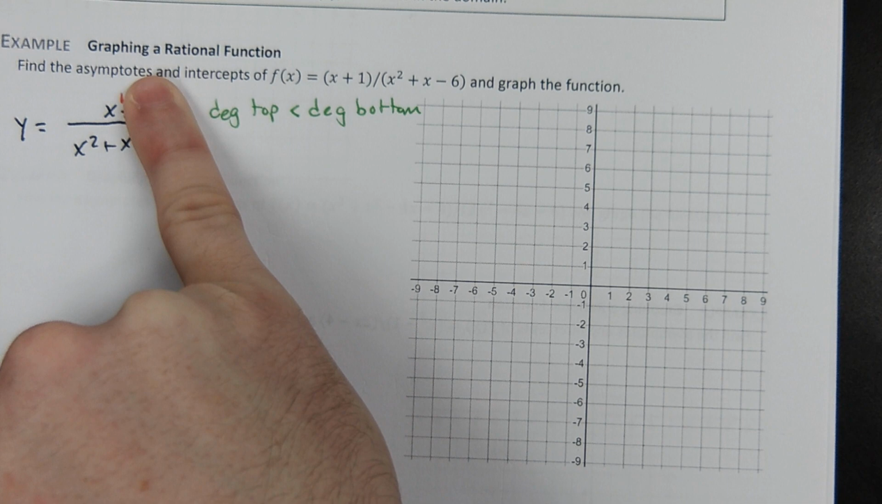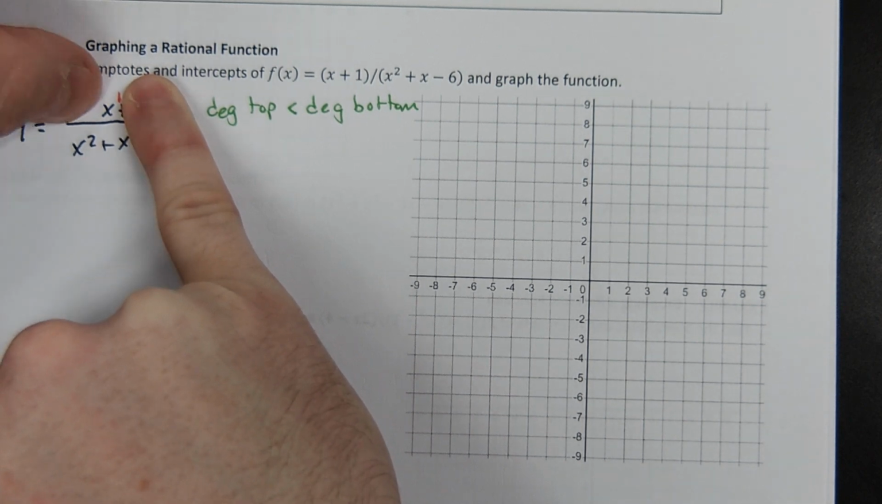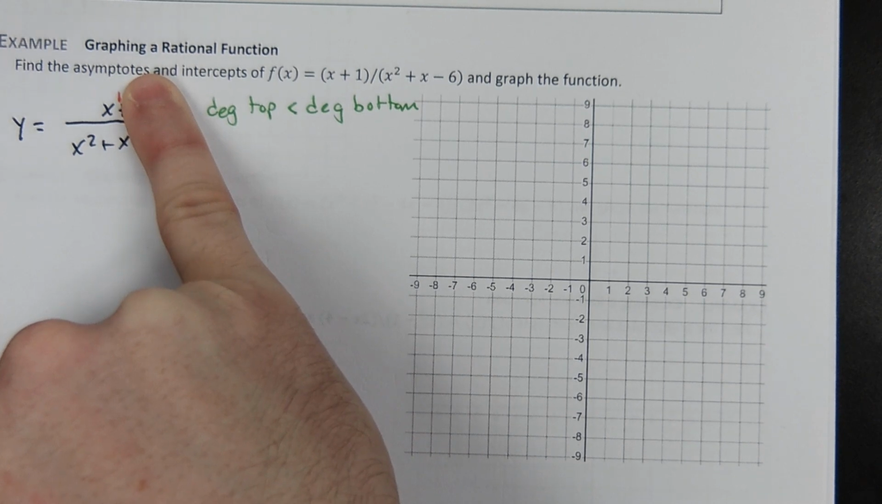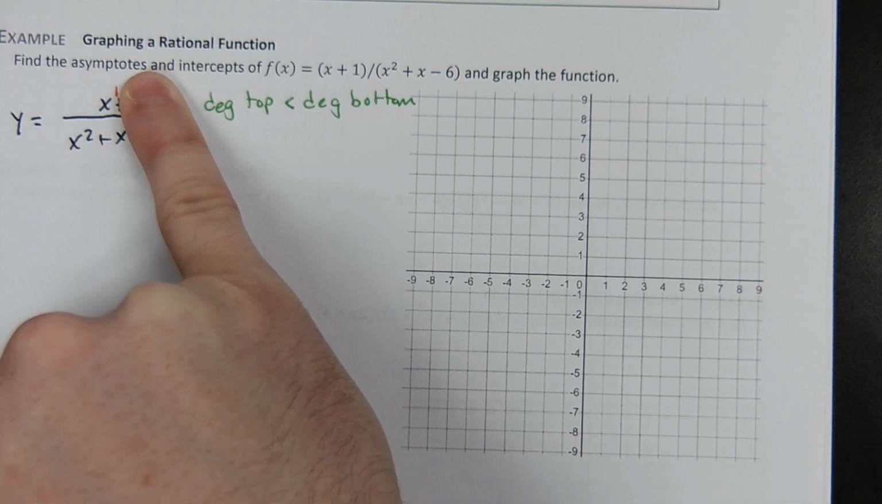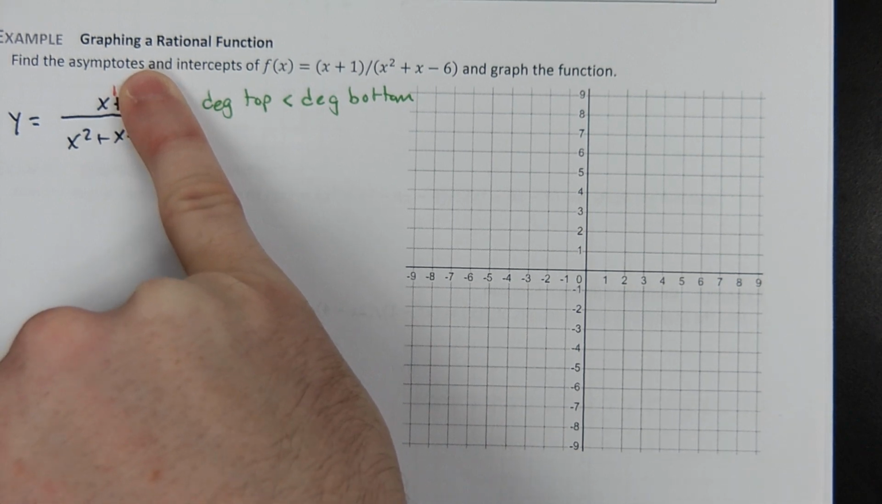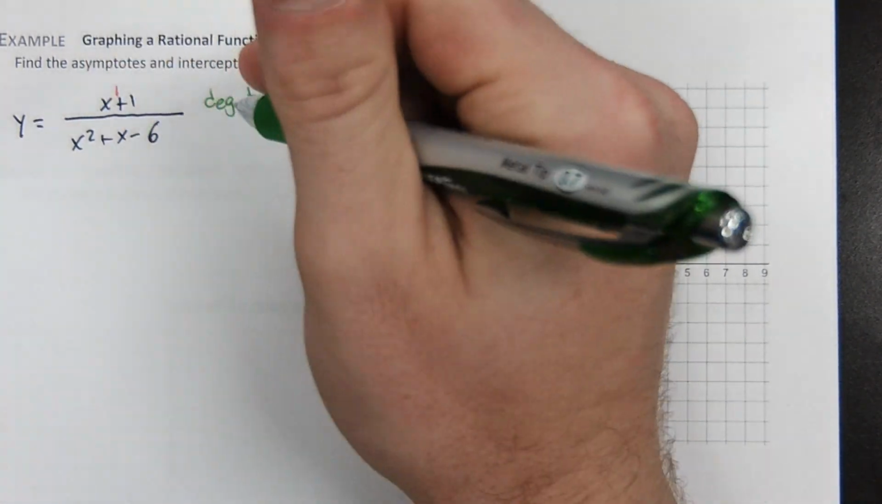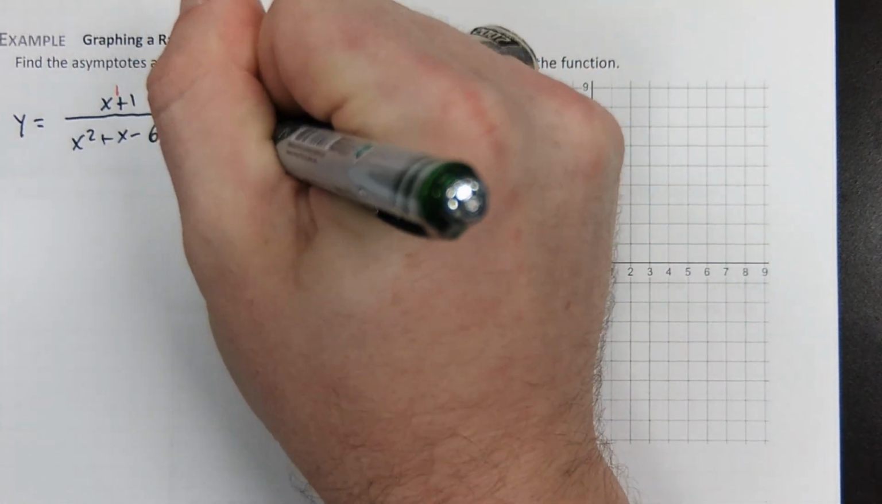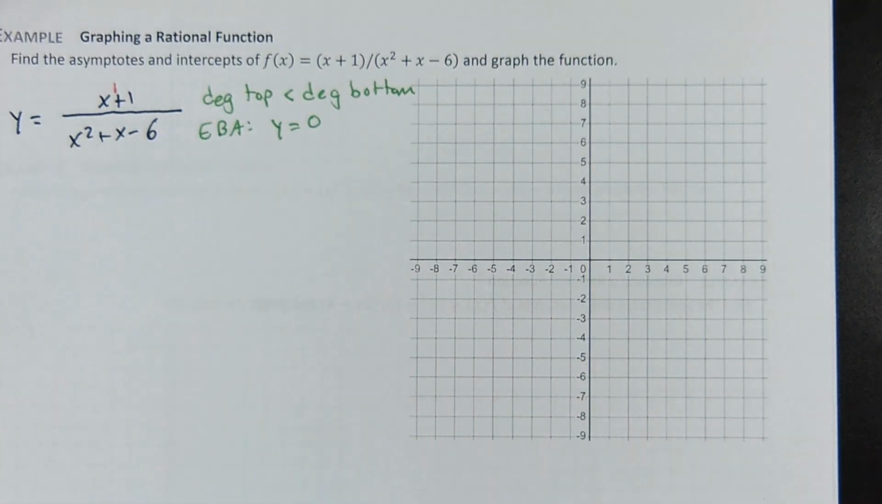So allow x to get remarkably, remarkably big, and essentially you have a 1 over something that still has x's. So a 1 over a remarkably big number. And the larger that denominator gets, the more this fraction is going to start to equal what? 0. So because the degree of the top is less than the degree of the bottom, our end behavior asymptote is horizontal at y equals 0.